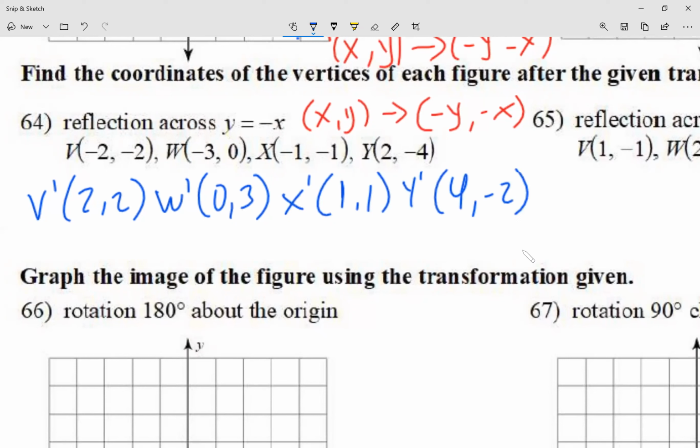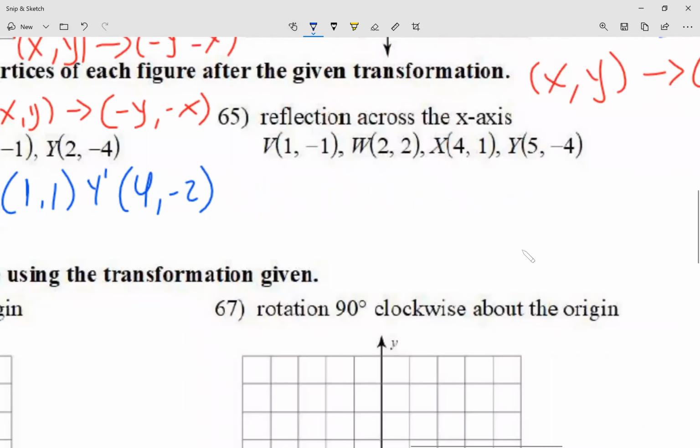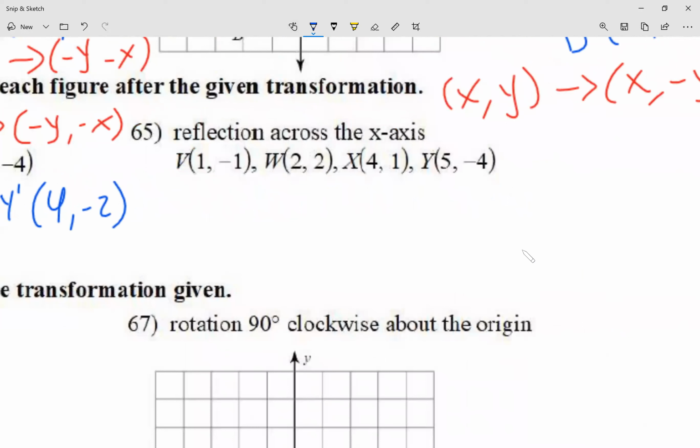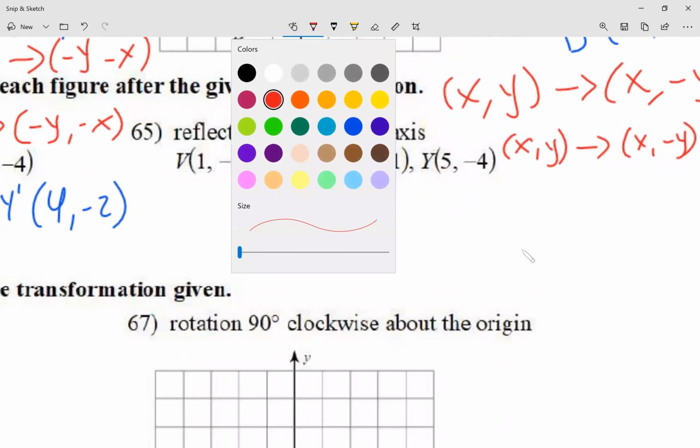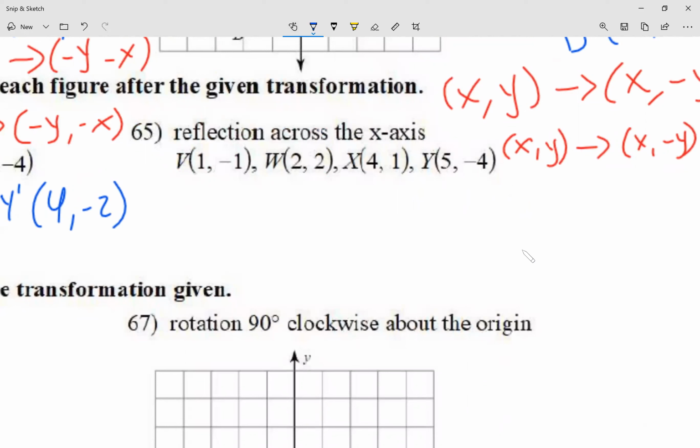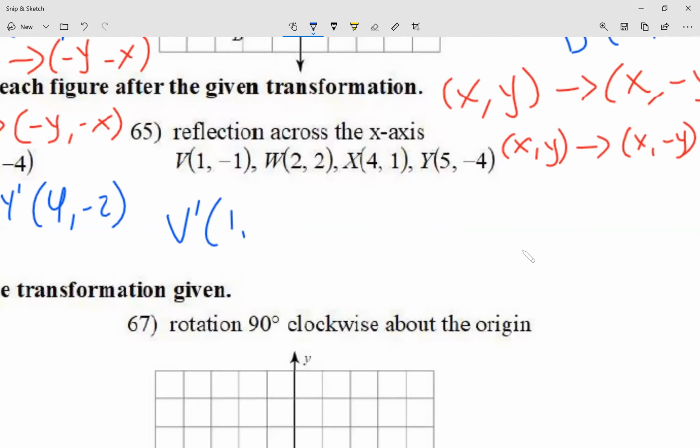Now, question 65. Let's take a look at 65, our last question for today. Reflection across the x-axis. According to the notes on question number 51, reflection across the x-axis, it says xy will become x, -y. So all I'm going to do, I'm going to switch the sign on the y value. So if I want to know the coordinates of V prime, it's going to become 1, 1. Notice how the y value, I switched the sign. It was negative, so I made it positive.